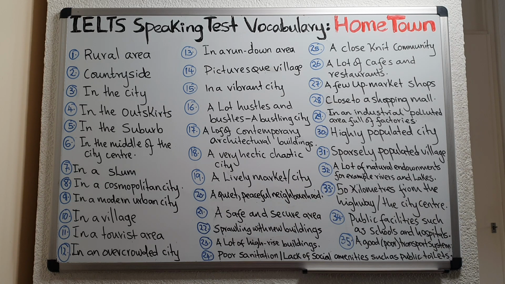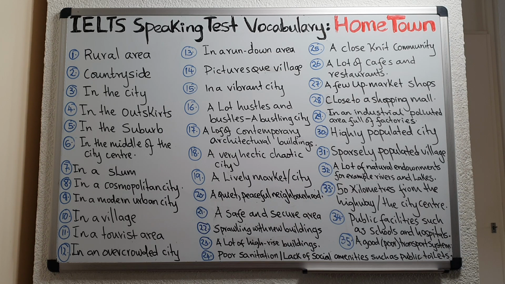Number 30, highly populated city. Number 31, sparsely populated village. Number 32, a lot of natural endowments, for example, rivers and lakes. Number 33, 50 kilometers from the highway, the city center.